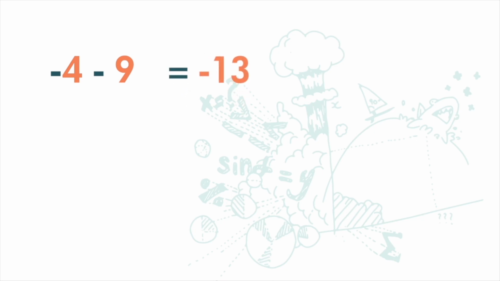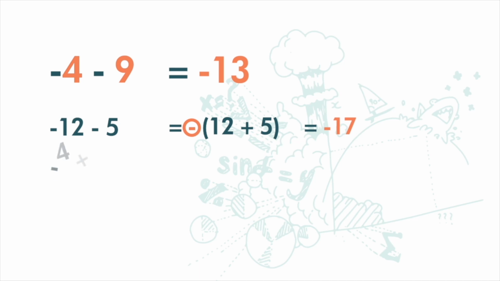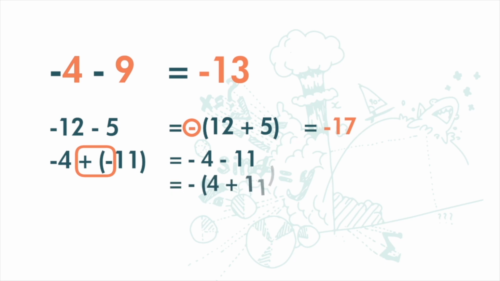Let's look at 2 more examples. Negative 12 minus 5. We keep the negative sign, and then we add up 12 and 5. So the answer is negative 17. Negative 4 plus negative 11. Plus negative become minus. So we get negative 4 minus 11. We add up 4 and 11 and then keep the negative sign. So the answer is negative 15.